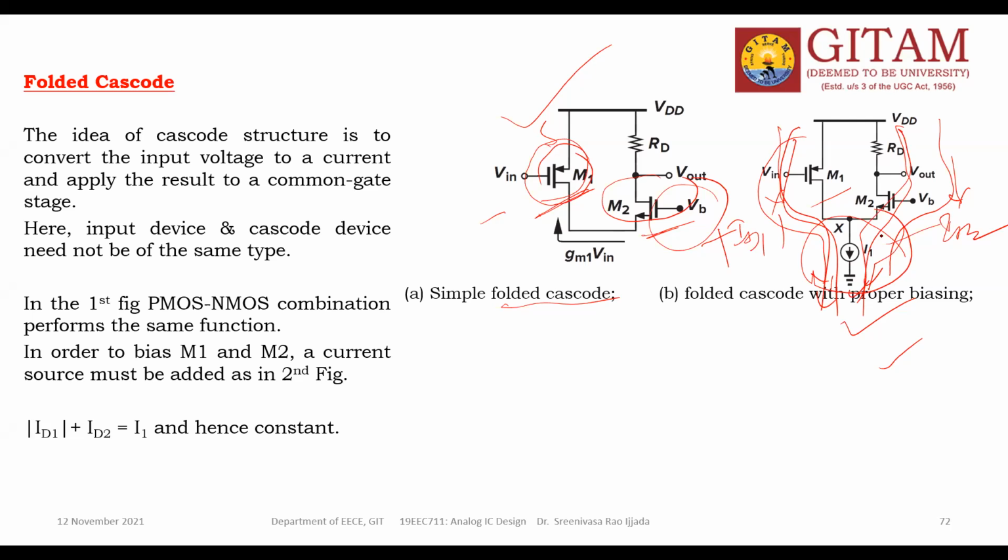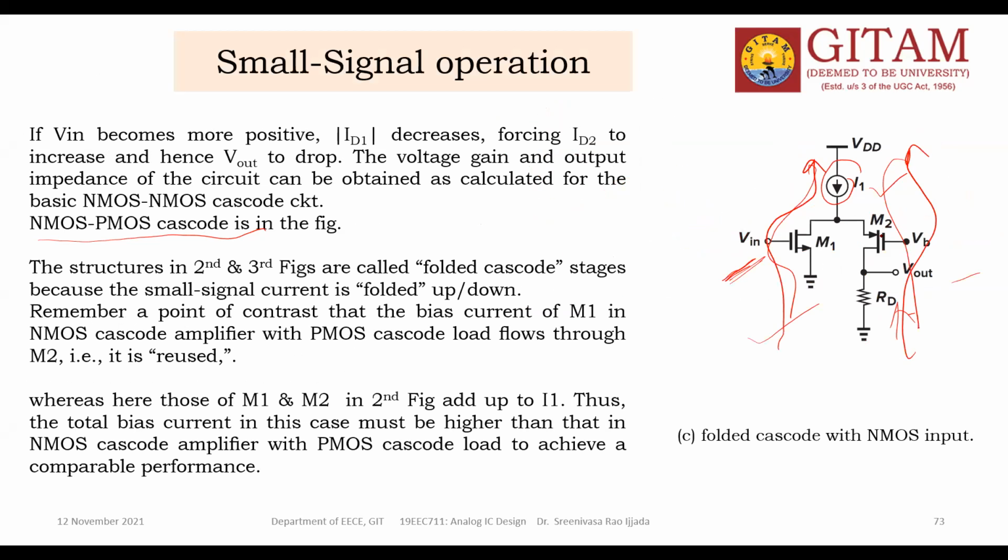Okay, so that is the reason. That's why it's called the folded cascode. A point of contrast: the bias current of M1 in the NMOS cascode amplifier with PMOS cascode load flows to M2, so that current is reused. Reused means the drop will be calculated across it.